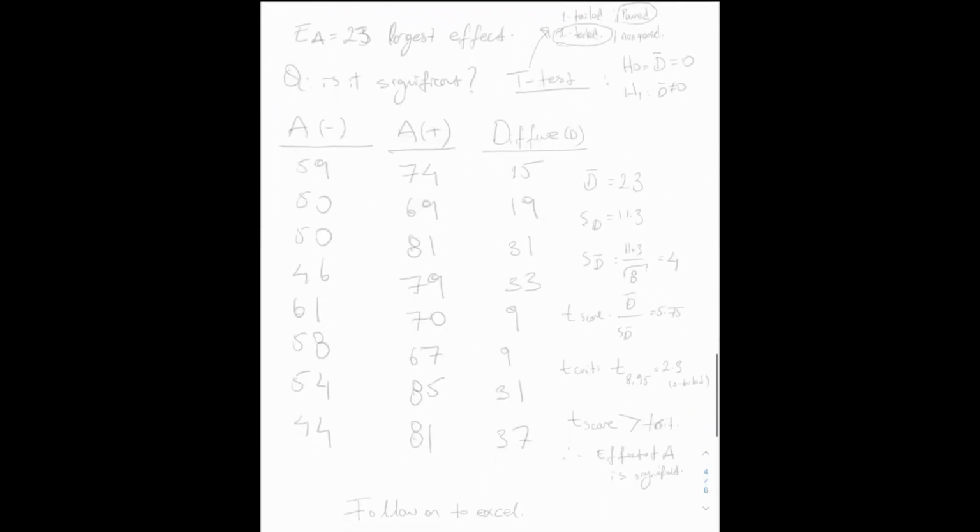So what we want to know: we know that the effect of A was 23, which is the largest effect. So the question is, is it significant? How do we know whether this is actually significant or not? You can easily do that with the t-test.